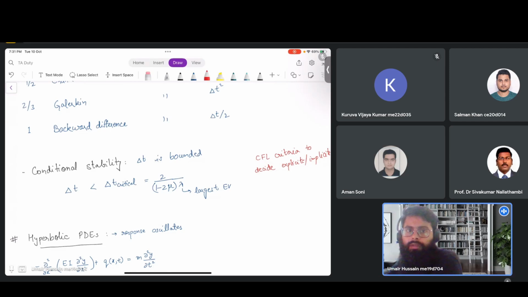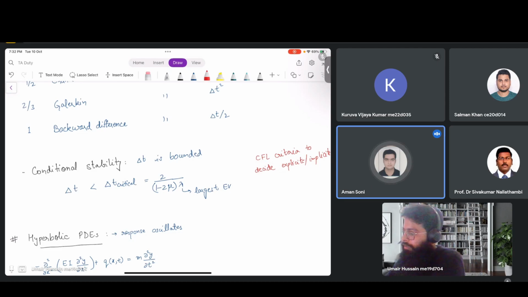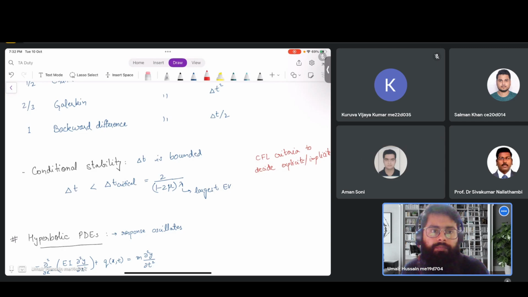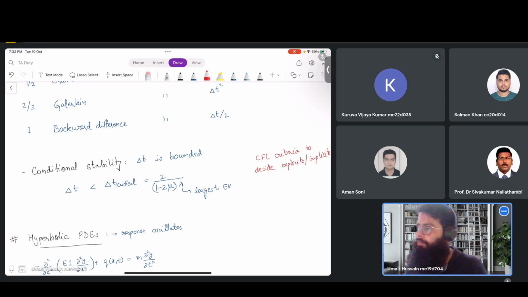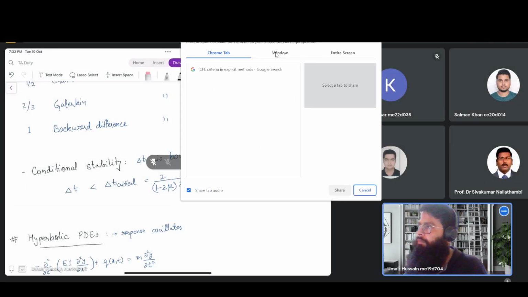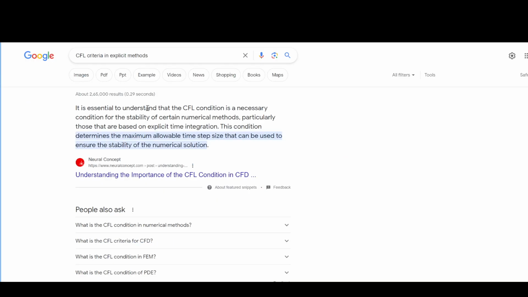CFL criterion. CFL criteria is for explicit methods. You can write directly: CFL condition, necessary condition. Search here, so I can share the screen also. Yeah, so it is showing.